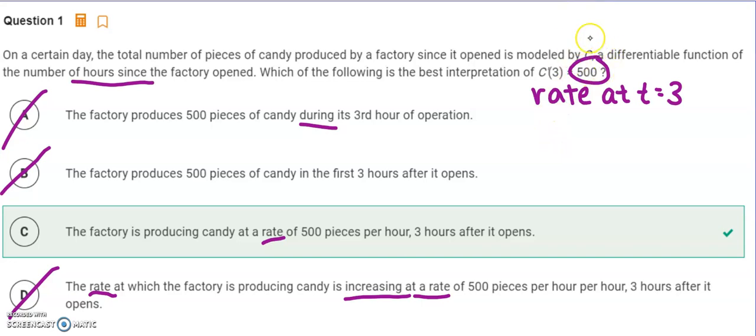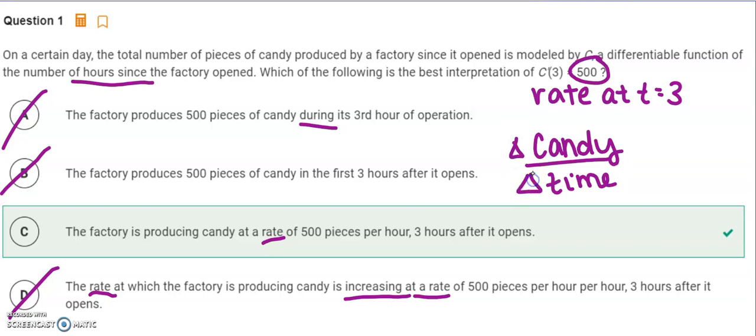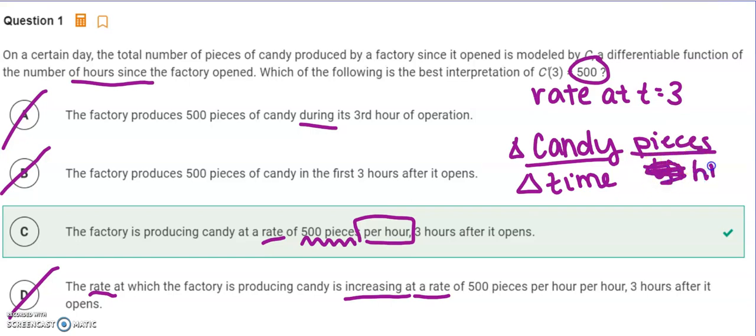So our model C stands for candy, is dependent on time. So this is going to be the change in candy over the change in time, 500 pieces per hour. So candy is pieces and time is, let me write that again, time is hours. Oop, that's the L going by, if you can hear that train noise.